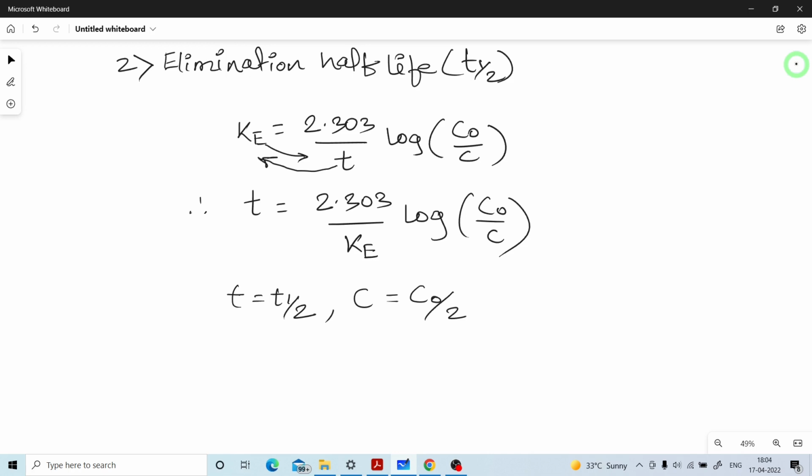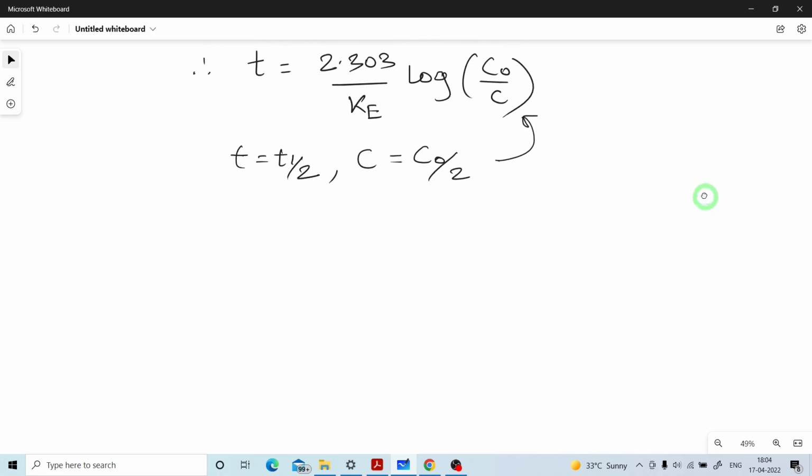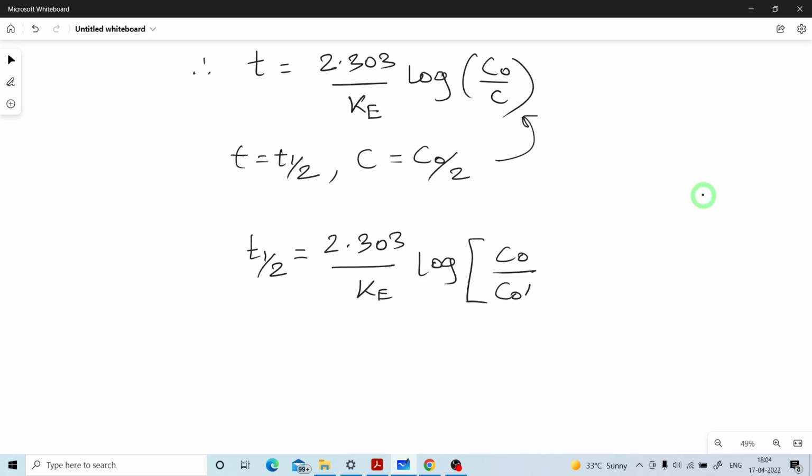So at T is equal to T half, your concentration C will be equal to C0 by 2. So what you have to do, you have to put these values in this previous equation. So if you put these values in previous equation, then this equation will become T half is equal to 2.303 upon Ke into log of C0 divided by C0 by 2.